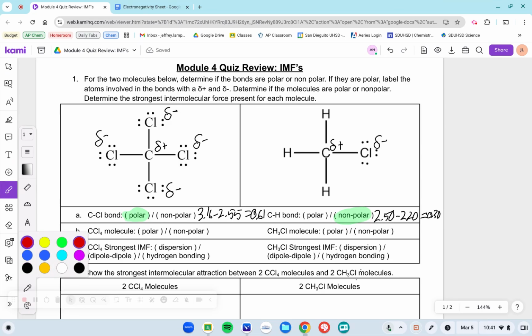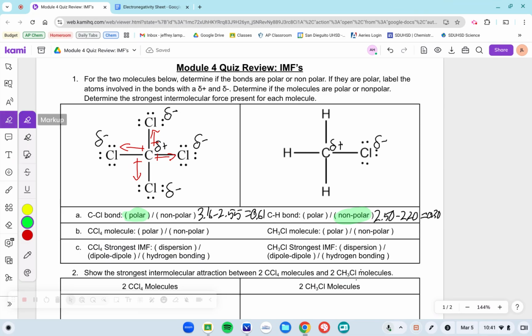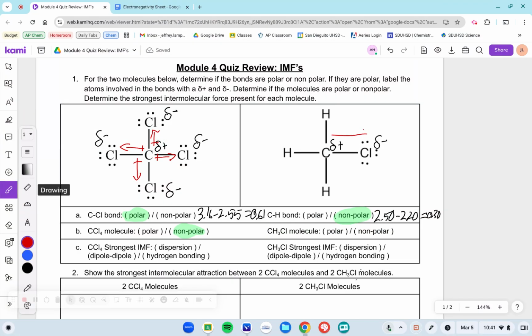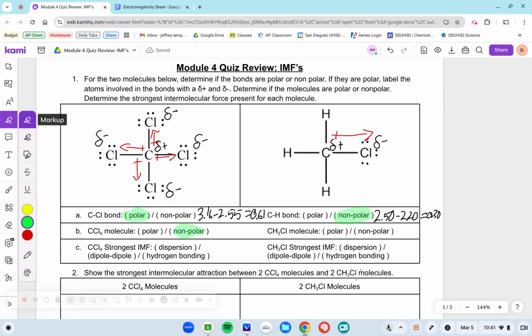Now to figure out whether each molecule is polar, it's helpful to draw the dipole arrows. Remember, these show where electrons are moving within an atom. And so we're showing that electrons are moving towards each chlorine in this CCl4 molecule. So since they're moving up, down, left, and right, so they're moving in all directions, it's symmetric. That means this would be nonpolar. If we look at CH3Cl, though, we only have electrons getting moved to the right in this one. So since we only have electrons getting moved to the right, that means that this molecule would be polar.